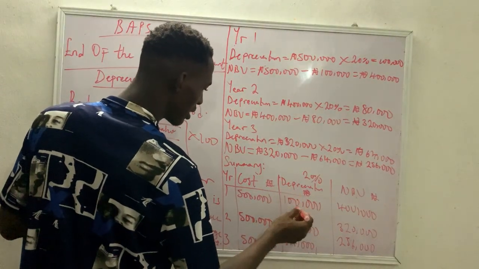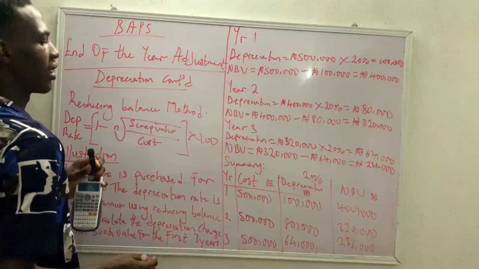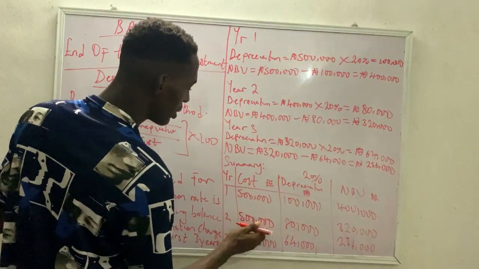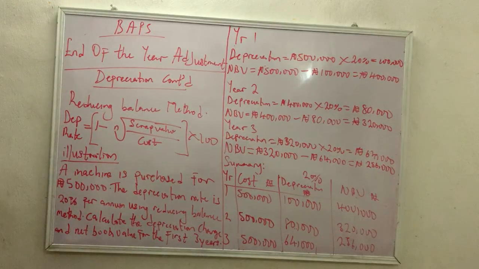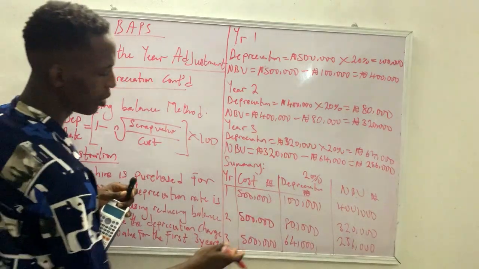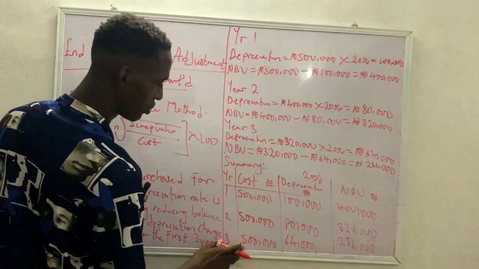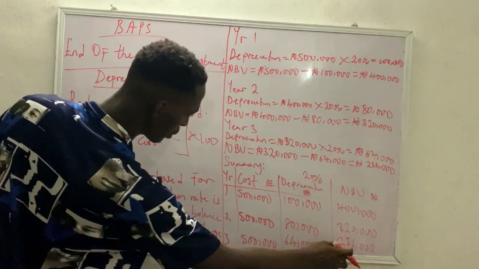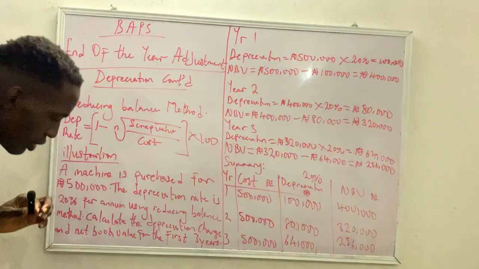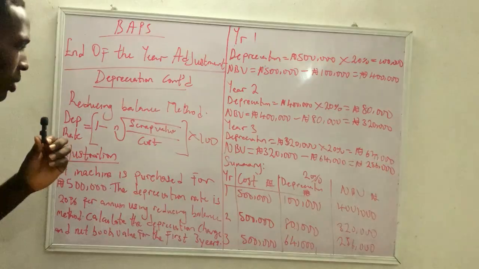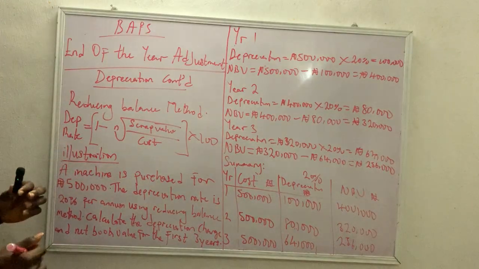Then for year two, we'll sum up this. So this is 180,000 naira. If you deduct it from this 500,000 naira, it will give us 320,000 naira. Then 180,000 naira plus 64,000 will give us 244,000. Then when we deduct our accumulated depreciation 244,000 from 500,000, it will give us 256,000. You understand? So that is all on the reducing balance method. There's nothing complex in it. Just understand it and practice some questions.